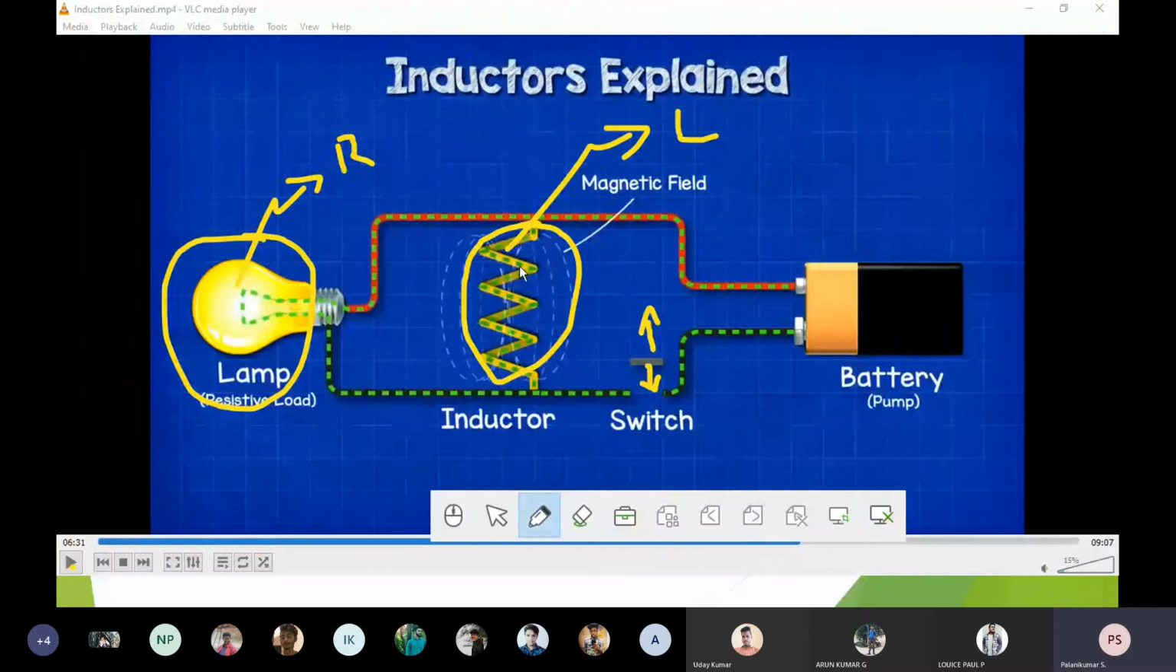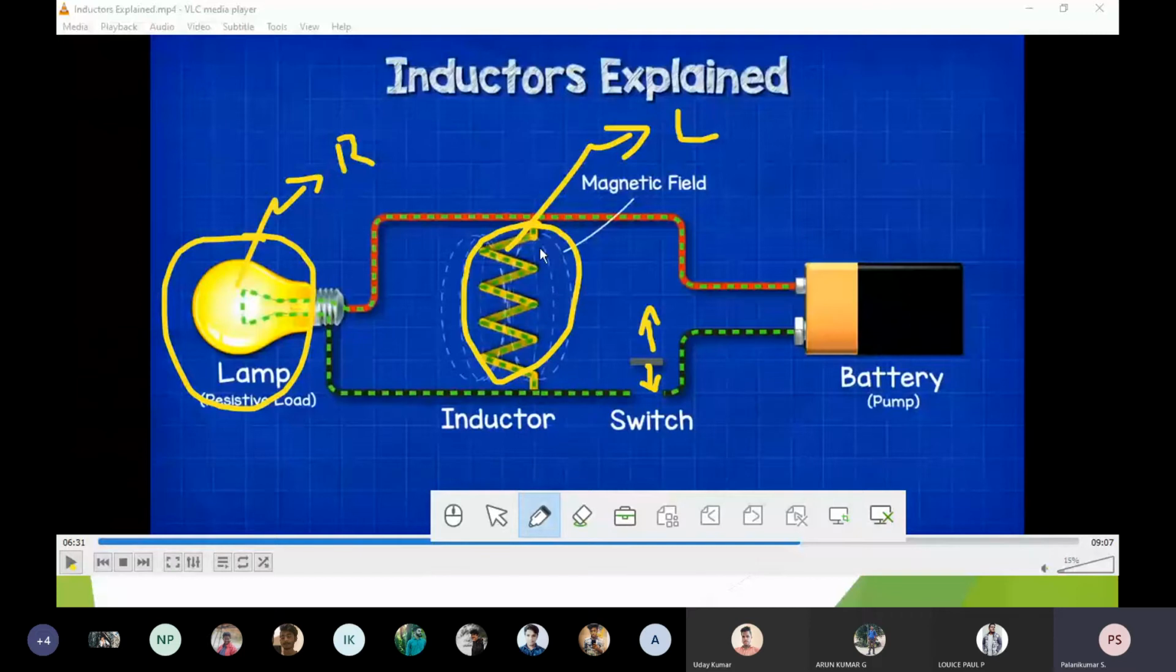So this stored energy can be retrieved back. It can be retrieved if I disconnect the supply, because a closed path is available for the energized inductor. Whenever a closed path is available, the stored energy is converted to electrical energy, that is back EMF. That is provided to the lamp, facilitating the lamp to continuously glow until this energy is used up.